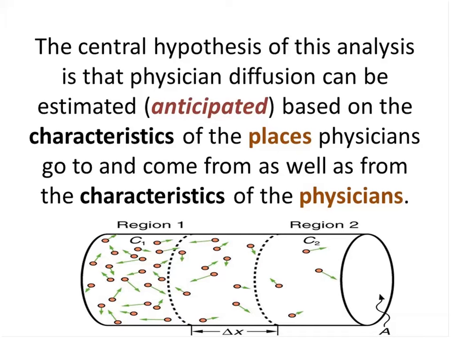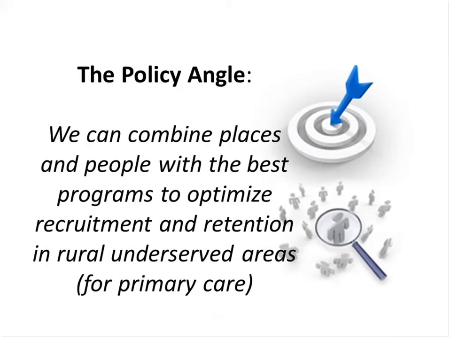Really, I'm approaching this from the notion of the movement of physicians into specific places, and those are places that are designated as underserved. So my central hypothesis is that we can anticipate diffusion based upon the characteristics of the places to which physicians go and the places from which physicians leave, as well as the characteristics of the physicians, to understand whether we can more easily direct or structure policies to help fill underserved locations, primary care health professional shortage areas specifically.